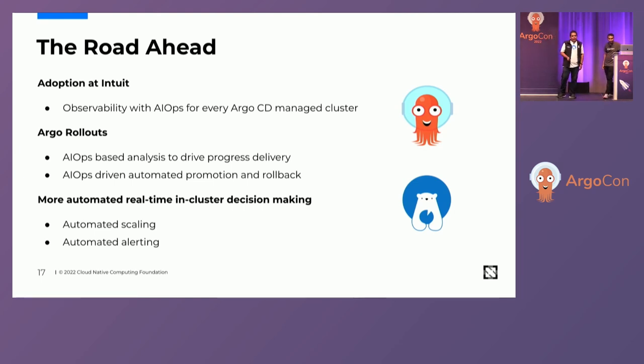So what's coming ahead? We want to make sure that this Argo CD observability is rolled out to all our clusters within Intuit. Second, we want to integrate with Argo Rollouts so that we remove the human from the equation. Argo Rollouts looks at this anomaly signal and automatically rolls back. And we feel that NumaFlow has a lot of interesting use cases, which we are already working on in cluster analytics. That includes automatic scaling that will directly affect cost, as well as automatic alerting.